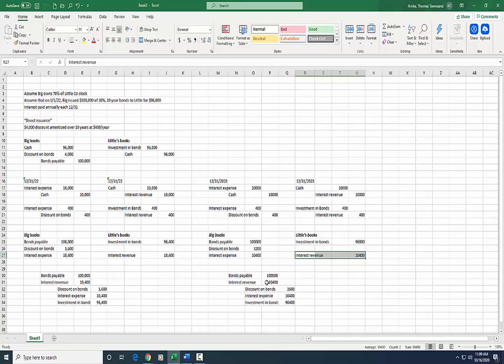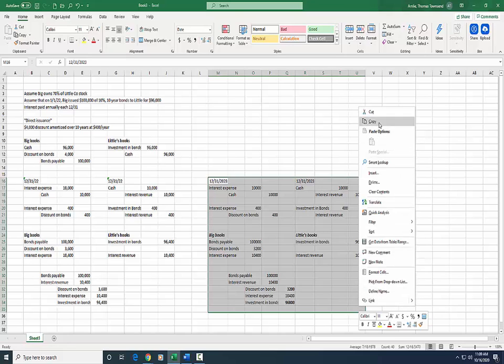So the only thing that's changing is the discount is dropping by $400 every year, and the investment in bonds is rising by $400 every year. So this becomes $3,200, this becomes $96,800. And it will be the exact same process each and every year until this is all completed. In fact, if we go ahead to the 10th and final year, what year would that be?